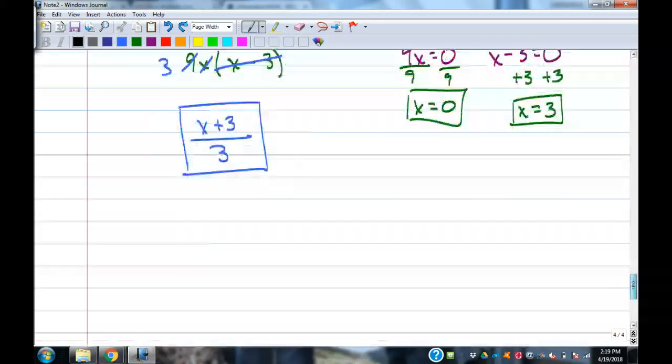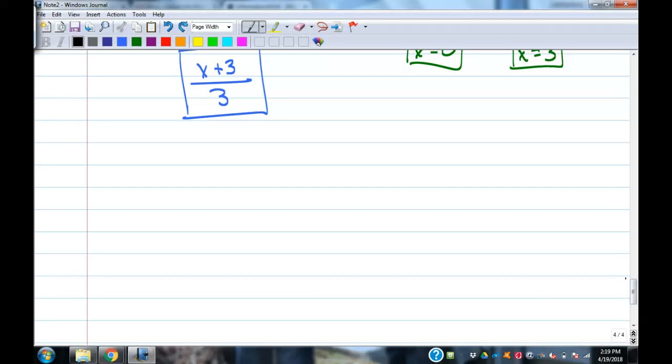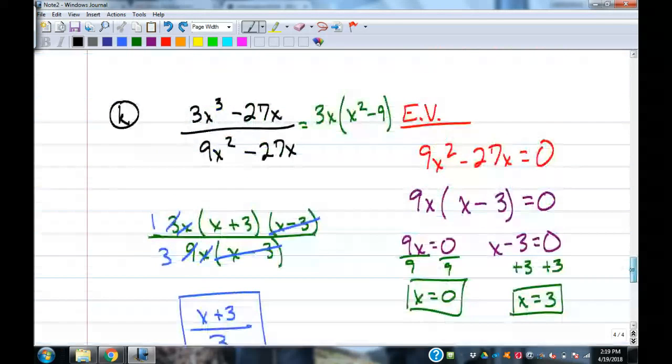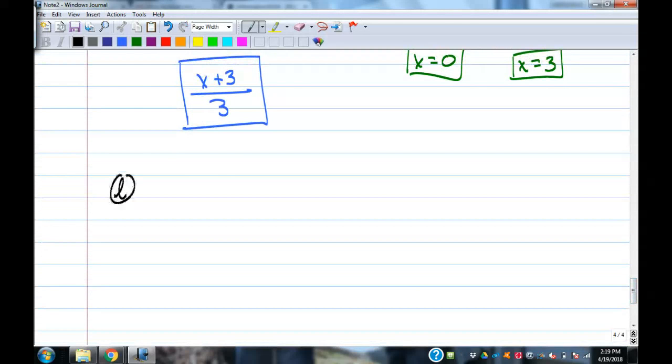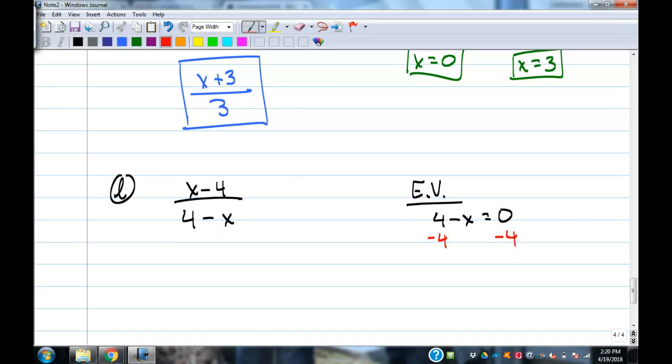Okay. All right. One more. Show you a little tricky one here. But it's short and easy. But it's got a little trick to it. So obviously we're going to find our excluded value first. 4 minus x equals 0. That's a pretty easy solve. Negative x equals -4. Divide by -1. X can't be 4. Or, the excluded value is 4.